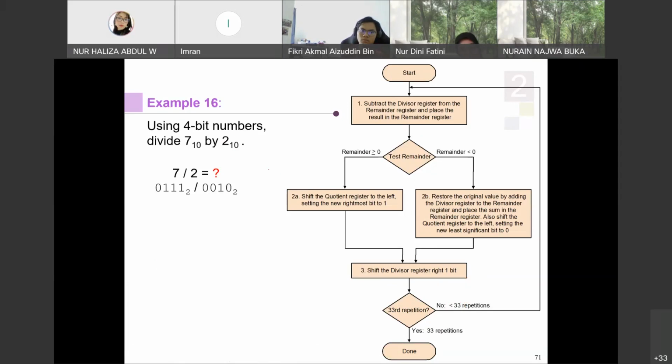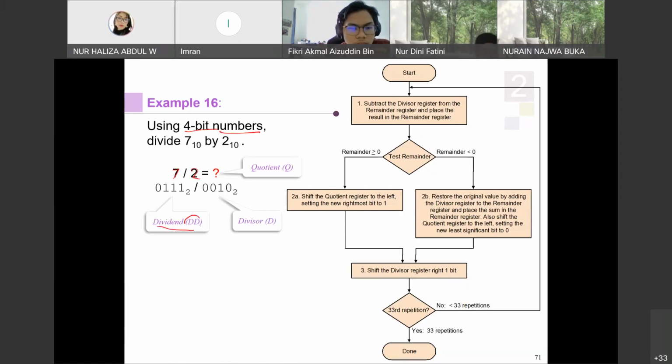Okay, if you are given 4-bit numbers, you need to divide 7 by 2. So where is your dividend, which is DD? Where is your divisor, D? And where is your quotient, Q?